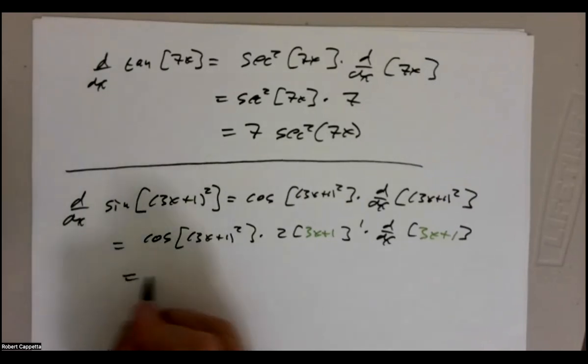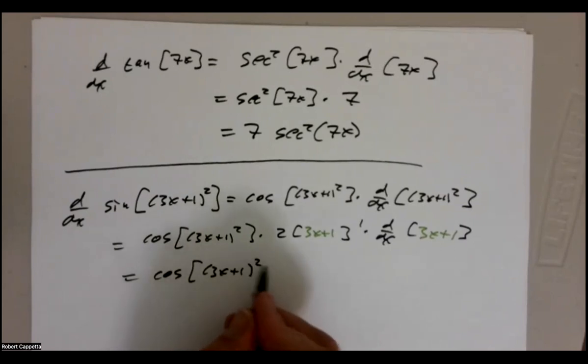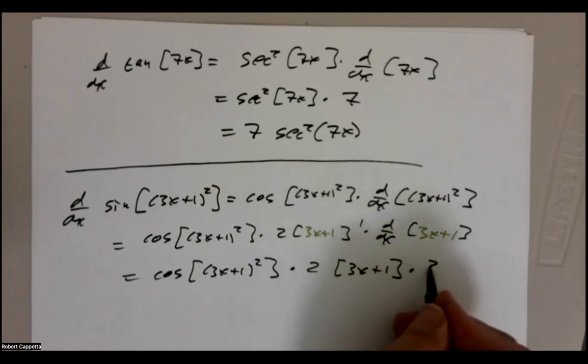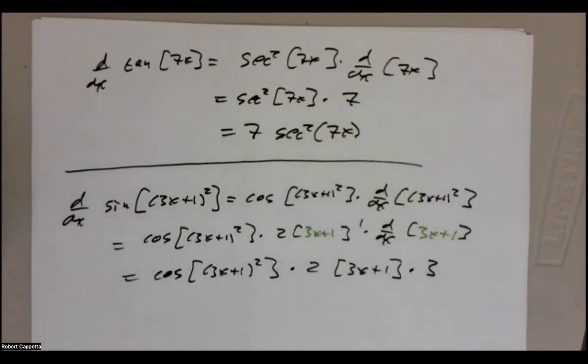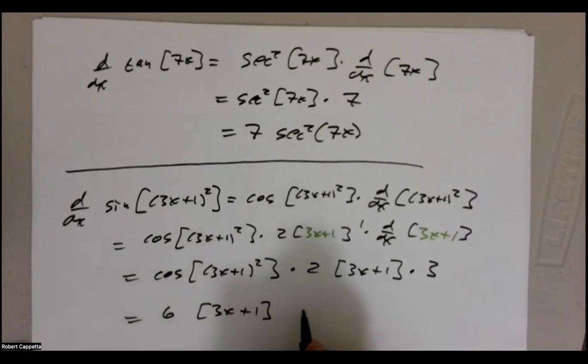Where does that give me? Cosine 3x plus 1 squared times 2 times 3x plus 1 times 3. And frankly, I'm almost happy with this answer. But maybe we should multiply the 2 times 3 is 6, and then the 3x plus 1. You could multiply that if you want. I don't care very much. And then the cosine.